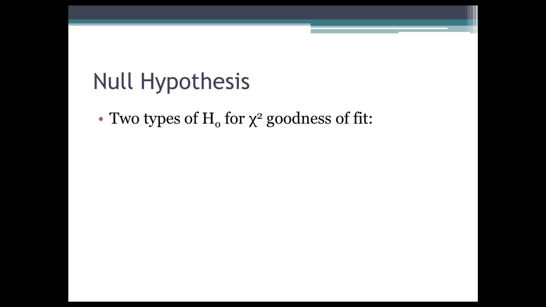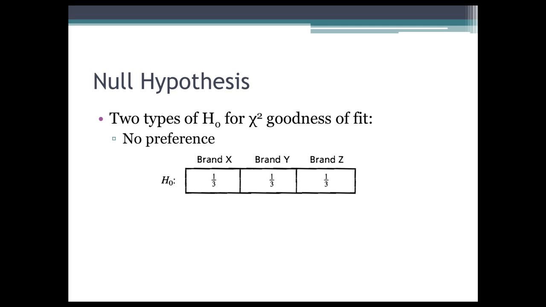And there's basically two types of H sub O, or null hypothesis, for the chi-square goodness of fit test. One is the no preference test. And in the no preference test, you're saying that there is no difference in the preference between, let's say, brand X, Y, and Z. So basically 1 divided by 3. So there's really no preference. So 1/3 H sub O would be that each one is preferred 33% of the time.